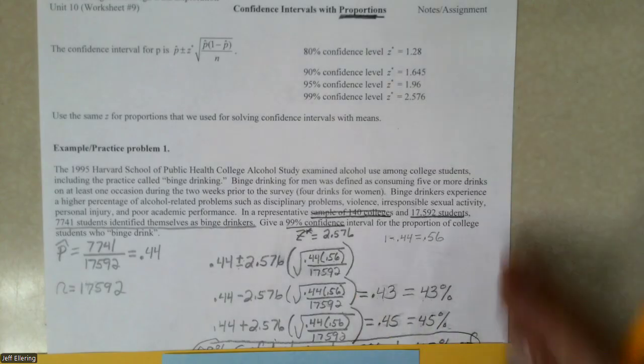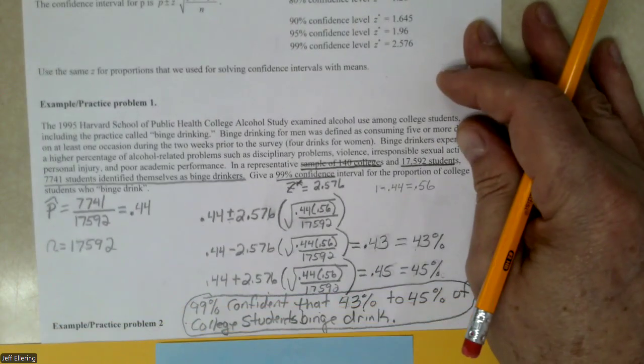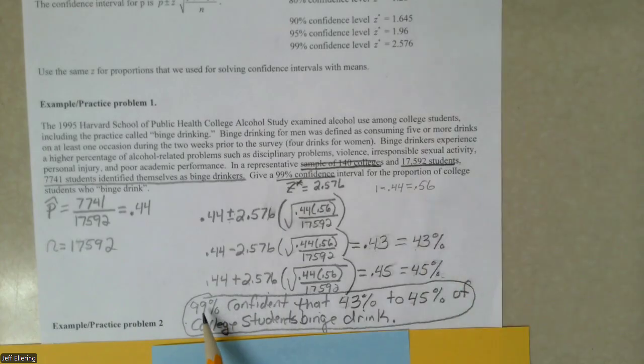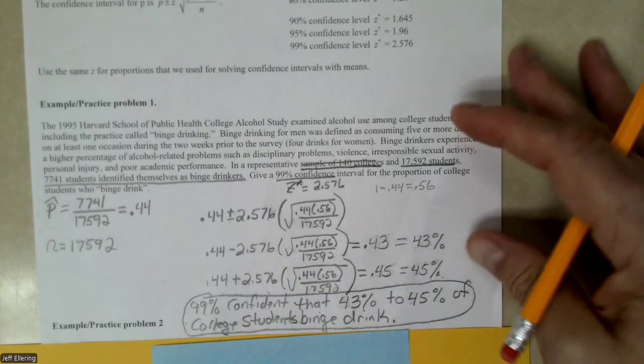Type it in. So what's our conclusion? We are 99% confident that 43% to 45% of college students binge drink. Not a good thing to do. That's one example. We're only going to do one more.